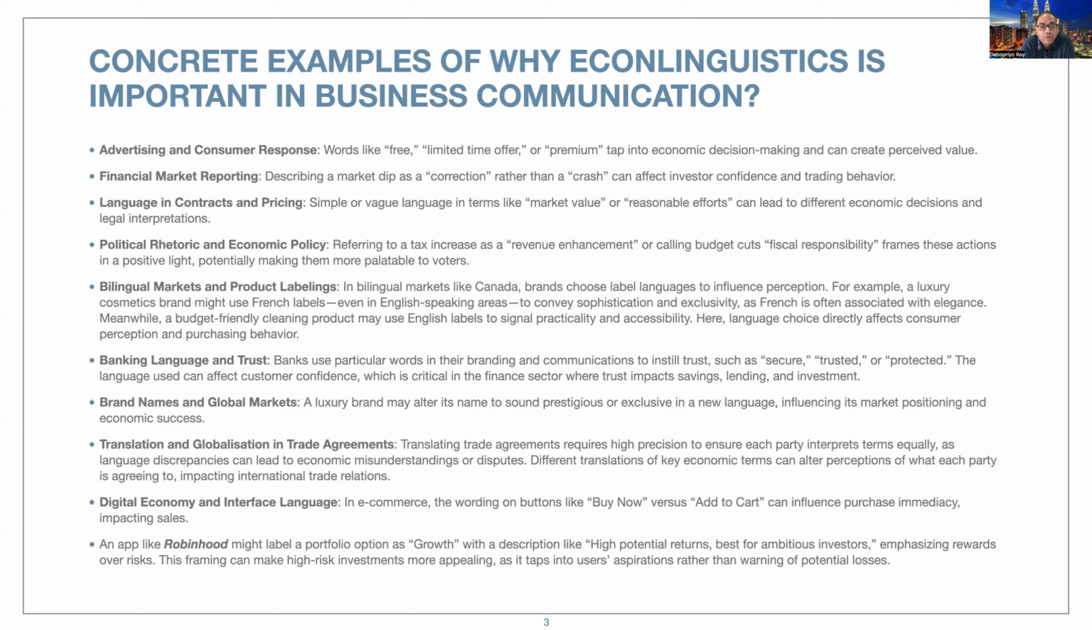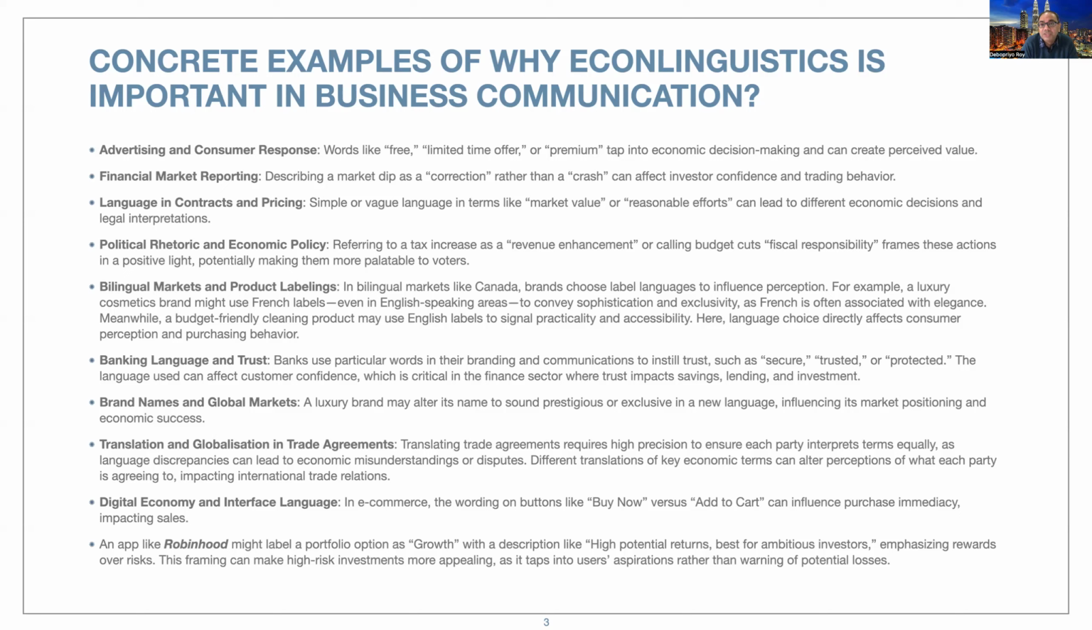Financial market reporting: describing a market dip as a correction rather than a crash. When you use terms like crash rather than something like correction, probably you didn't mean to use it, but if you use it, it will severely impact consumer confidence, and a bull market can turn into a bear market, and a bear market can turn into a bull market in no time for a given portfolio. So these types of things are very common. It happens all the time.